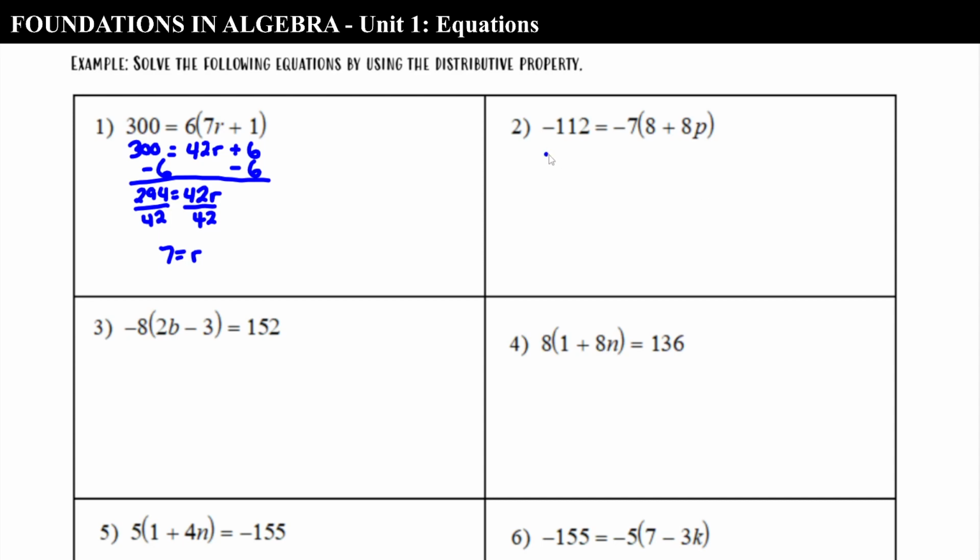All right, number 2, we got negative 112 on this side. Negative 7 times 8 gives you negative 56. Negative 7, and I went a little too fast putting that plus sign, because negative 7 times 8 gives you negative 56p.